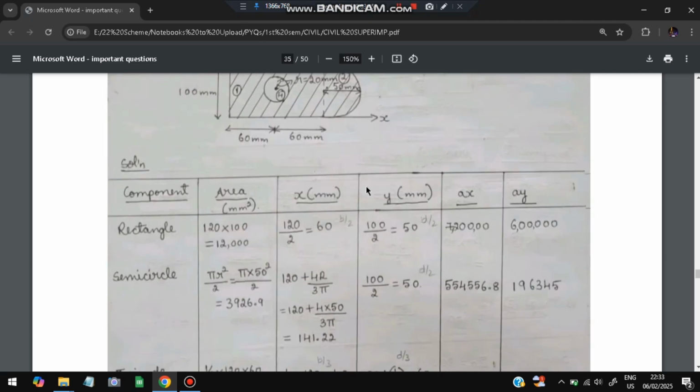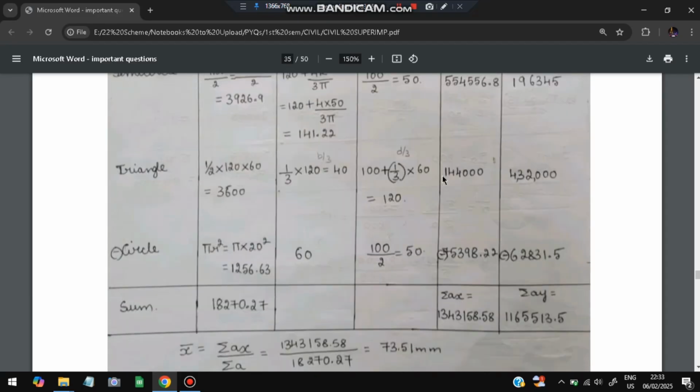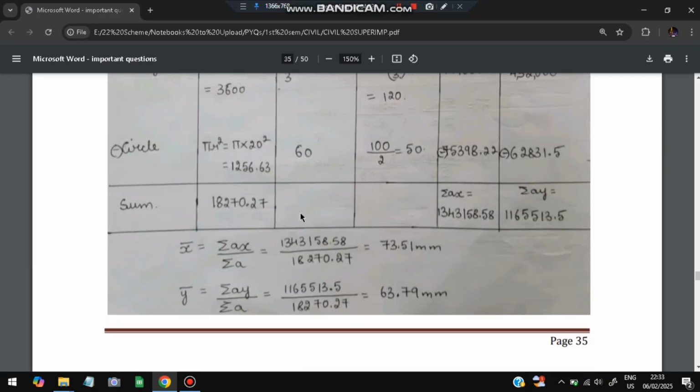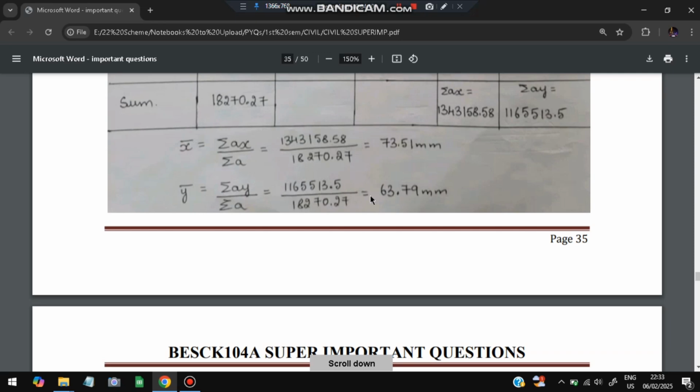Do the same thing for the semicircle also. Find out the area, find out the x values. These values we have taken from the formulas which we have derived at the top, and we'll be finding out the x and y values, and then we'll write ax and ay. Like that we'll do for the triangle and the circle, for all the shapes formed from the diagram. After that we'll find the whole sum of ax and ay. So x bar will be the summation of ax by a, and y bar will be the summation of ay by a. We will get two answers. These are the x bar and y bar values.